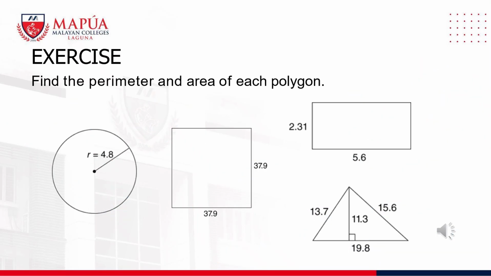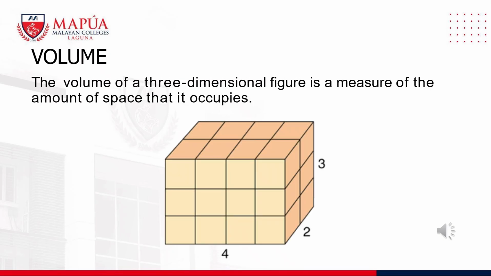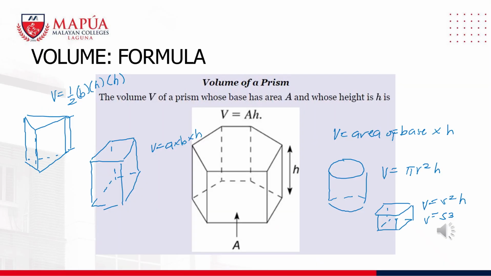Actually, this is the solution to the problem that we have just shown in the previous slide. Now, talking about volume. Volume, class, is for a three-dimensional figure. The volume of a three-dimensional figure is a measure of the amount of space it occupies. For example, here the volume is simply length times width times height, the one that was shown a while ago.